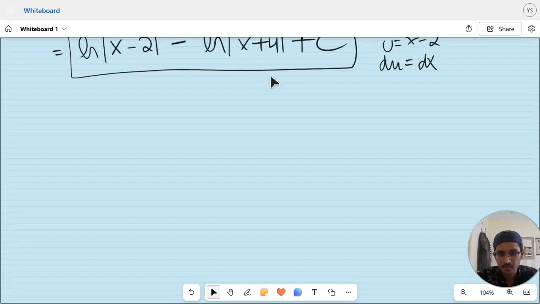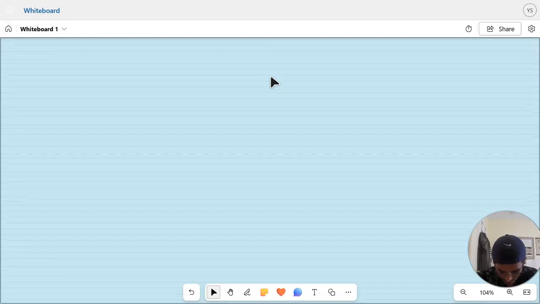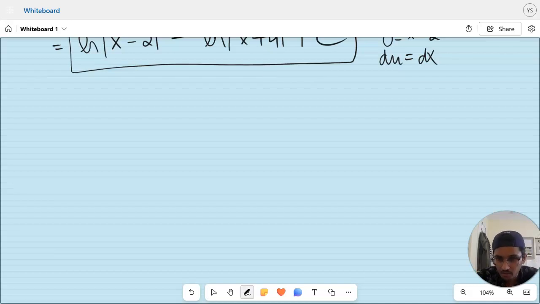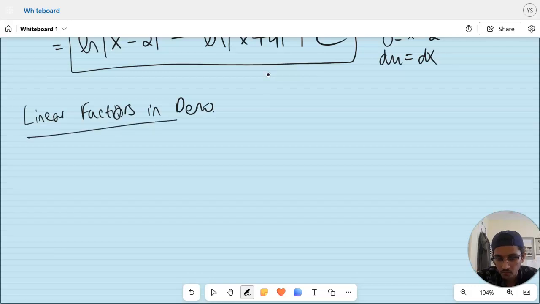Now let's have a look at some specific complex cases. Say we have linear factors in the denominator. So what are we going to do in that case? Let's have a look at an example to see what we're going to do.